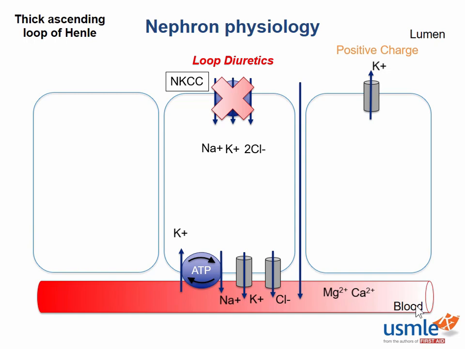Overall, loop diuretics cause a substantial diuresis, which is often very necessary in certain edematous states, such as CHF, cirrhosis, nephrotic syndrome, and pulmonary edema. In a patient with recurrent kidney stones, why might you not want to use loop diuretics to treat their hypertension? That's because this will saturate the urine filtrate with calcium and predispose them to the formation of more kidney stones.